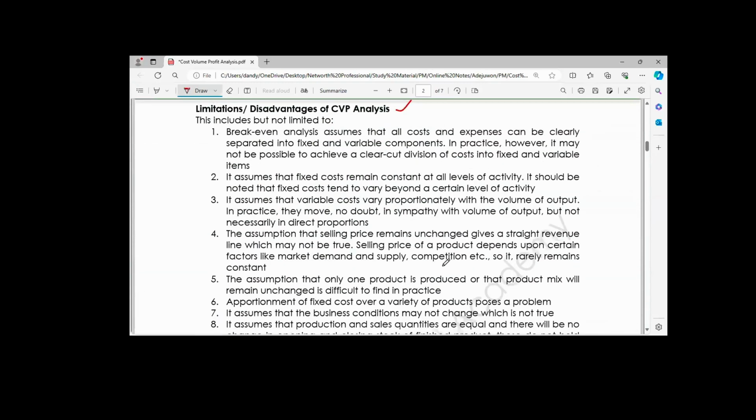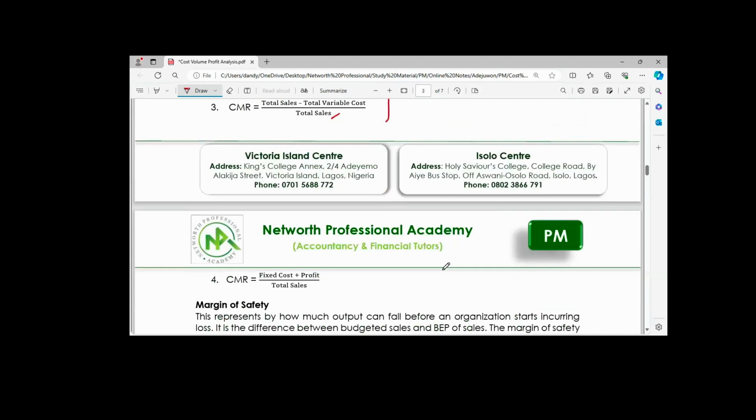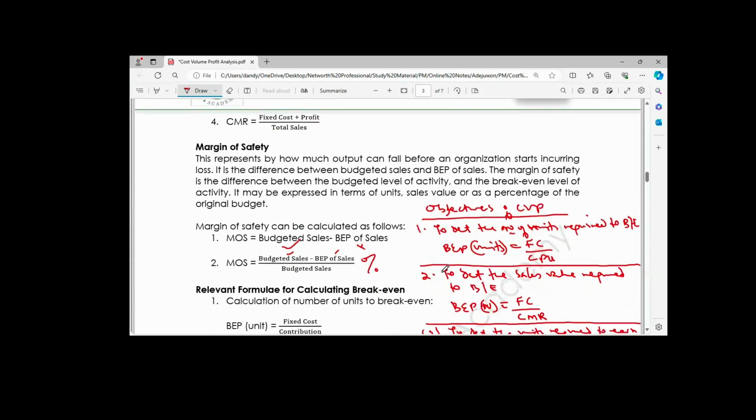All right then. So if that is the case, at this point we can have an illustration. We still have about 30 minutes more.